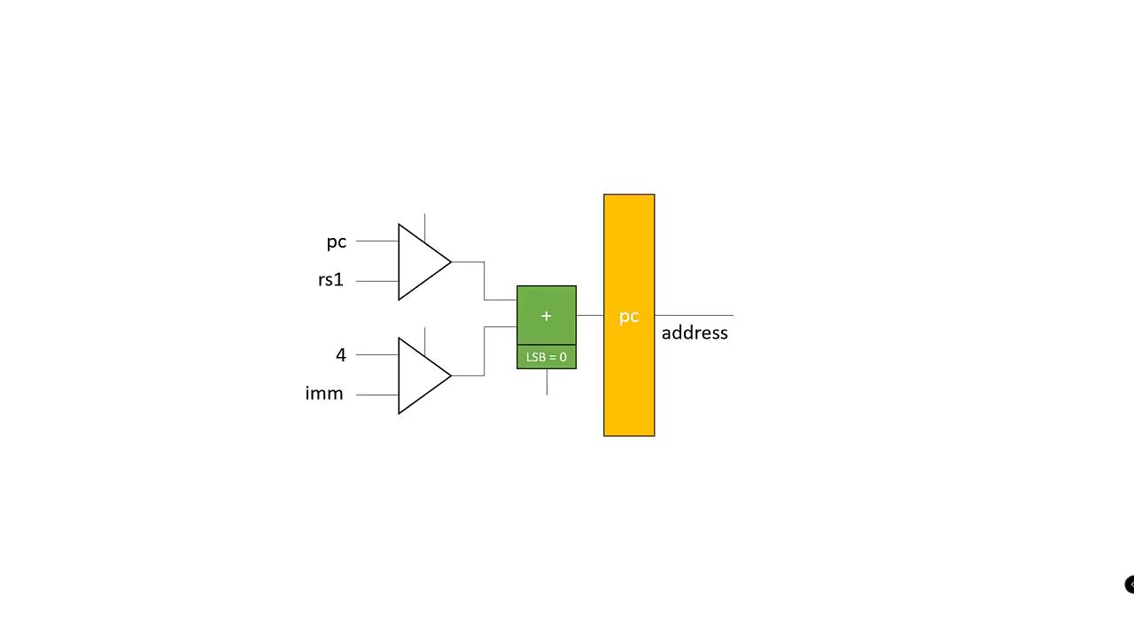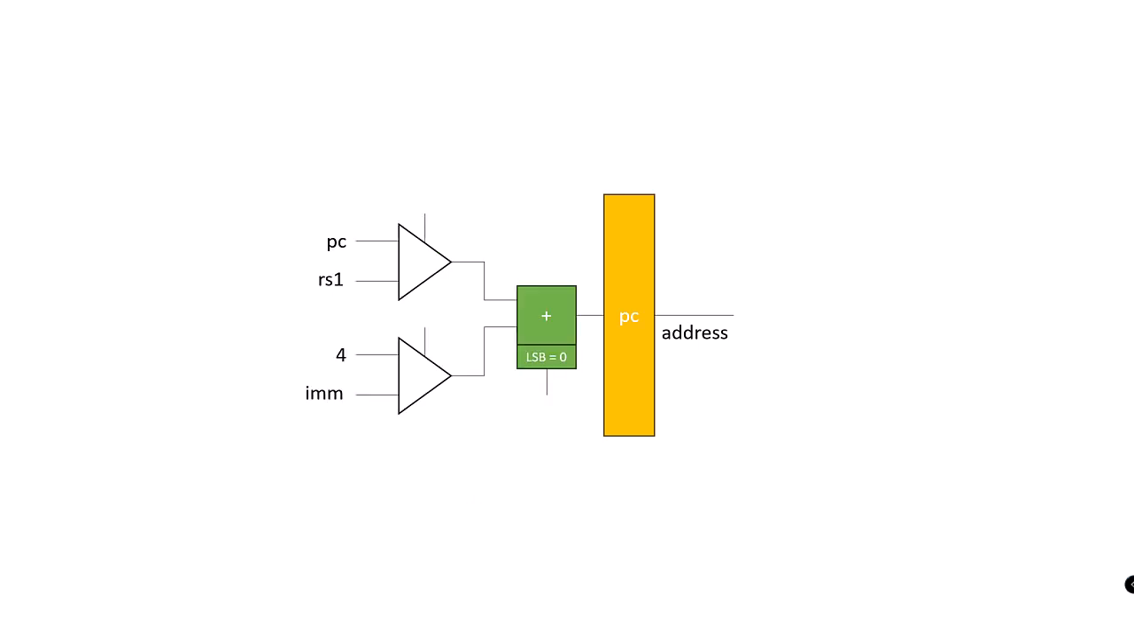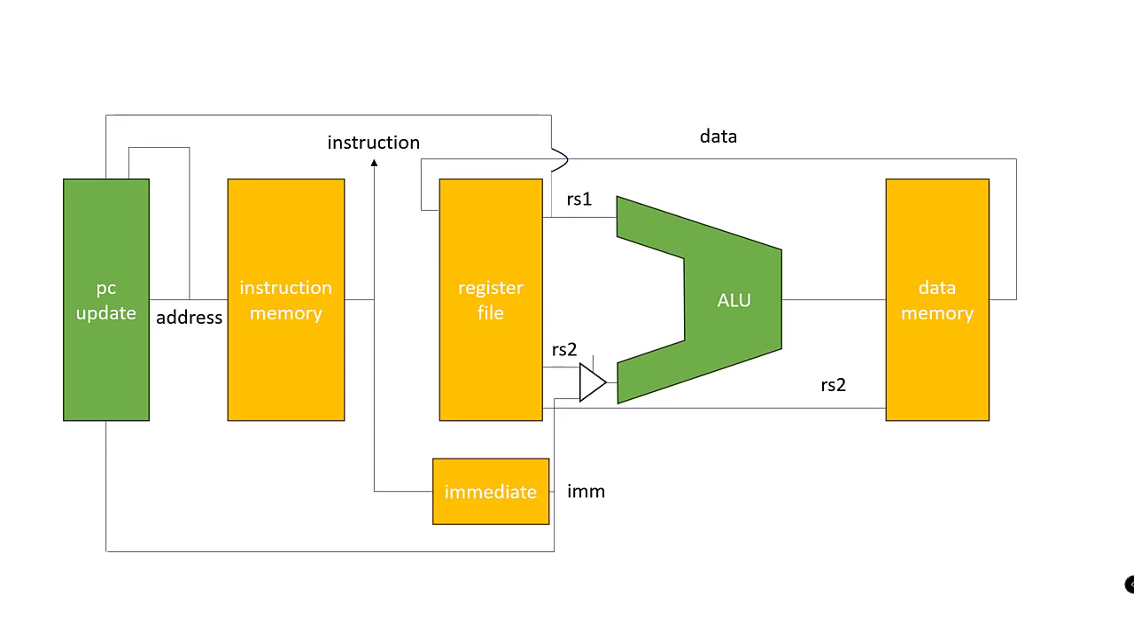The PC update logic shows why we need multiplexers. The PC value can be updated in any of three different ways. Increment the current PC value by 4, add the immediate value to the current PC value, or add the immediate value to a target address from RS1. We can build two different block diagrams, one that uses two adders and another that uses a single adder. Here's an overall unified data path with the PC update logic shown as a single block for clarity.